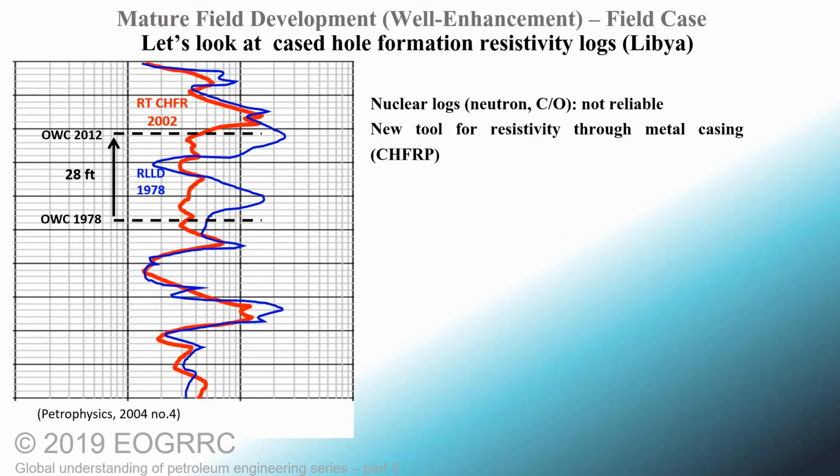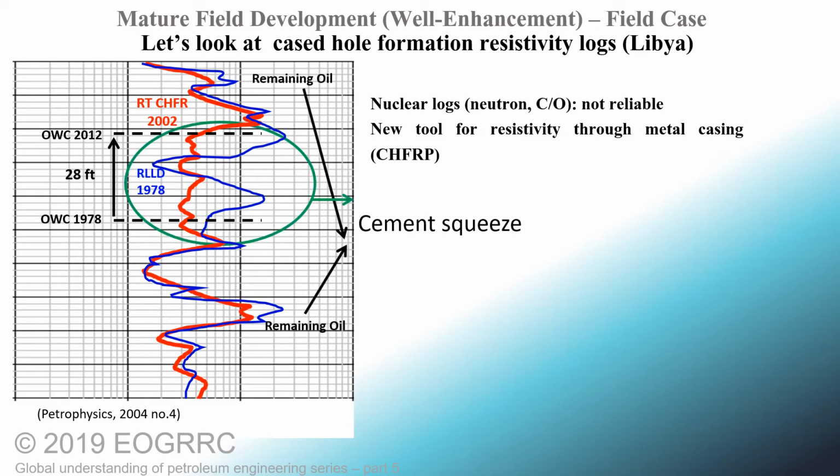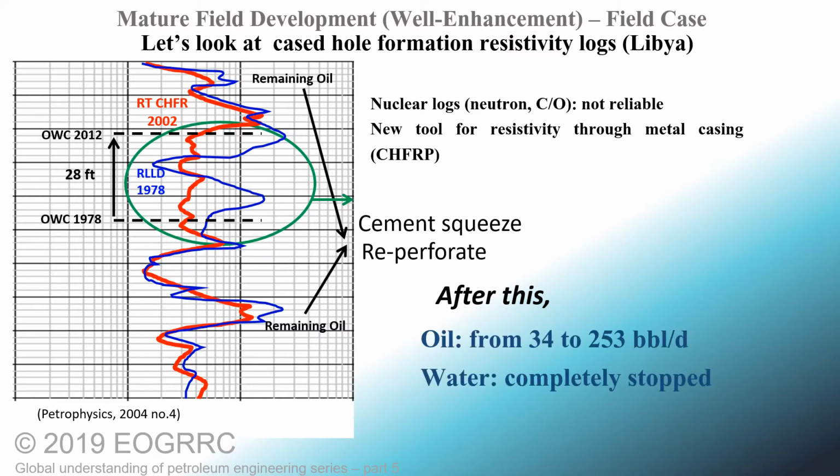The results showed that by applying an efficient remedial option, such as a cement squeeze of the previous upper perforations and reperforation in front of the oil column in the upper reservoir, there was a significant oil improvement from 34 to 253 barrels per day, and the water production shut off from 90% to 0%.